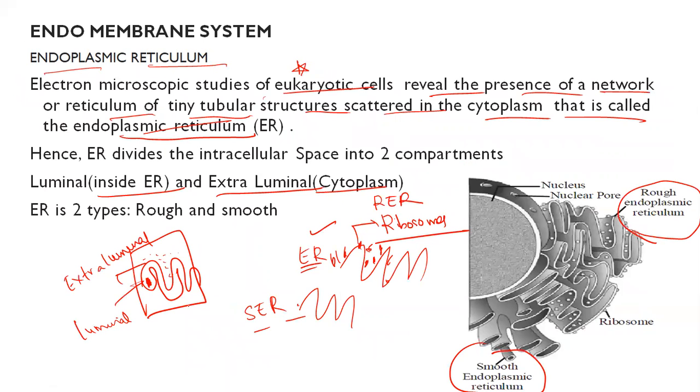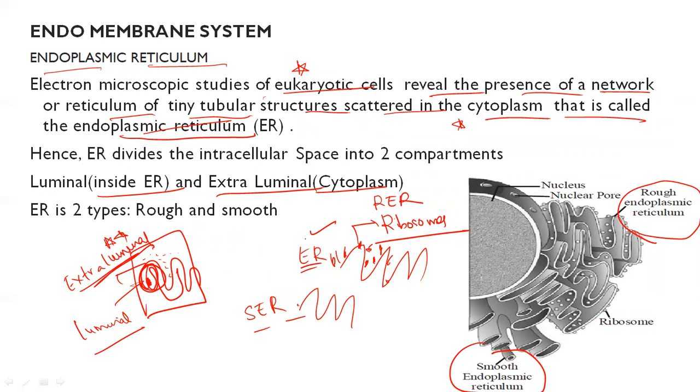Now coming to the endoplasmic reticulum. The endoplasmic reticulum consists of tiny tubular structures. They are scattered in the cytoplasm and they divide the intracellular space into two components. One is inside the ER, which is called luminal. Outside, it is called extraluminal. Luminal occurs inside the endoplasmic reticulum and extraluminal occurs in the cytoplasm.